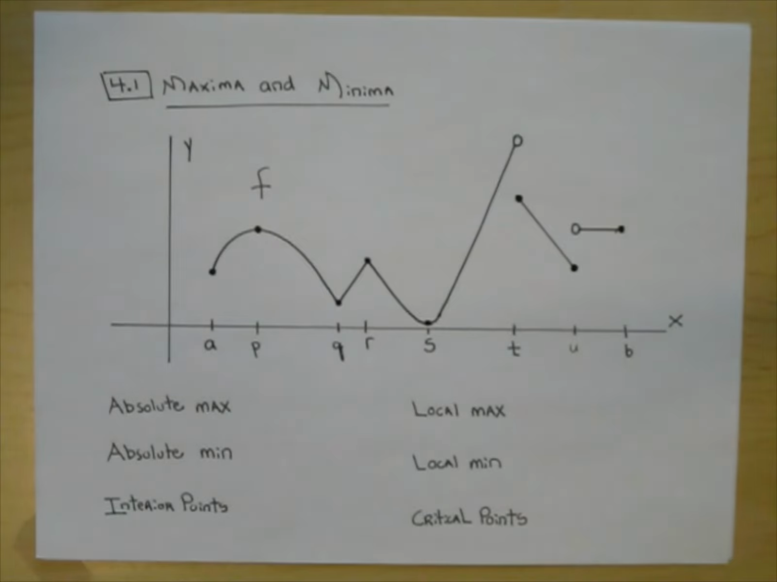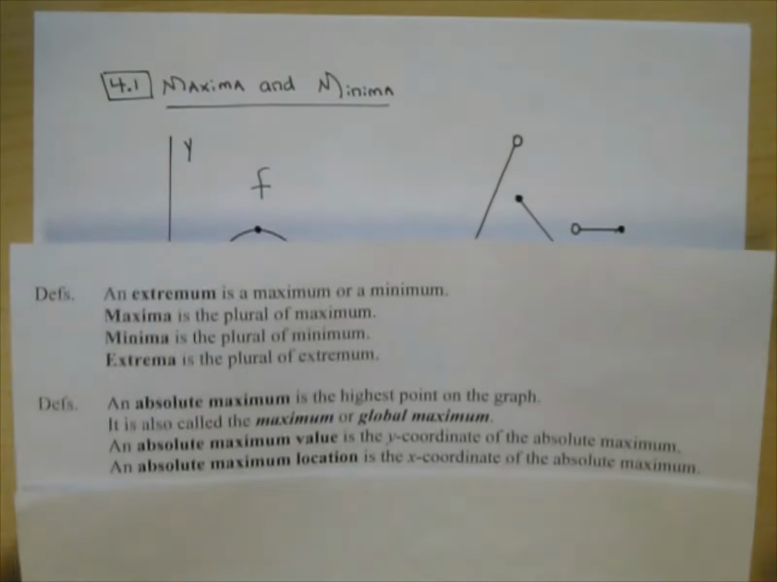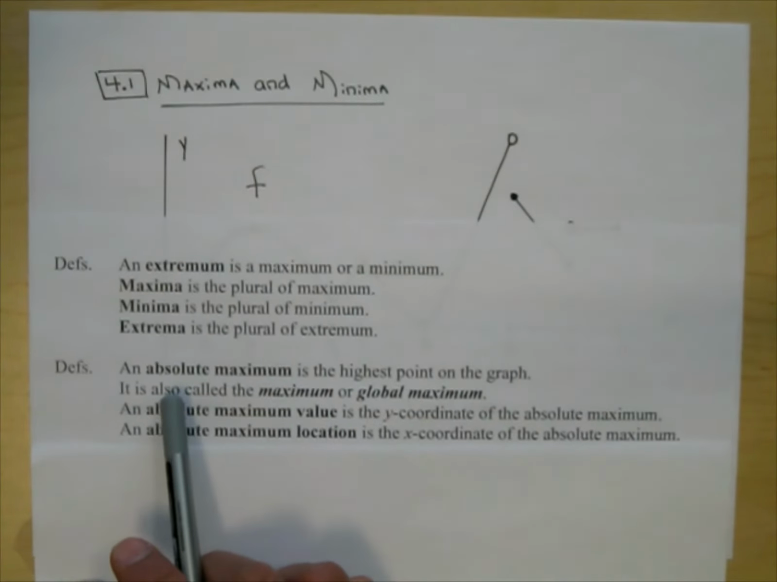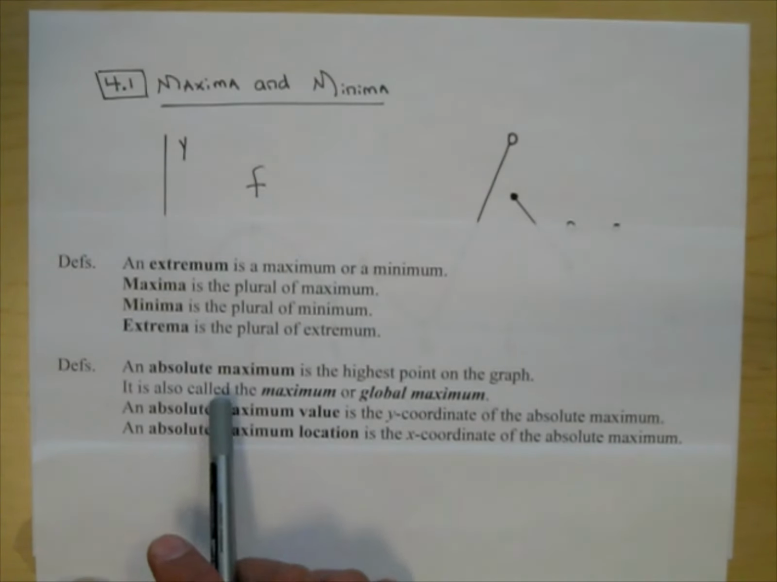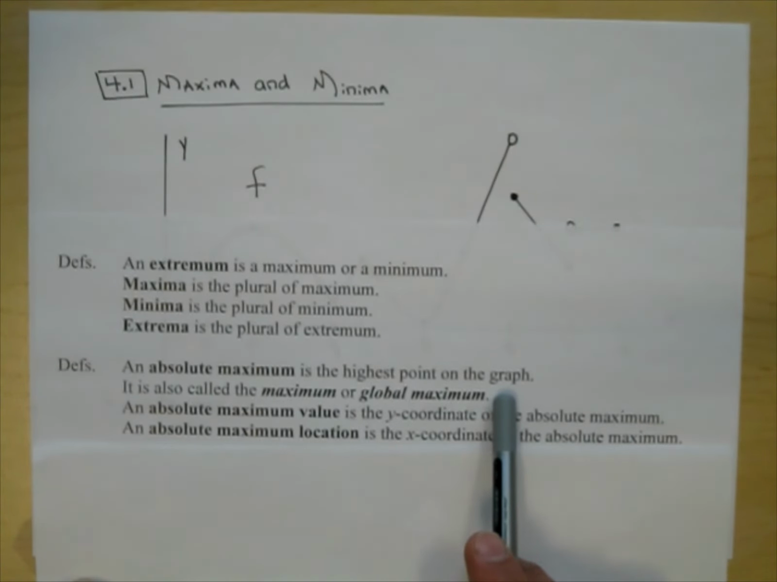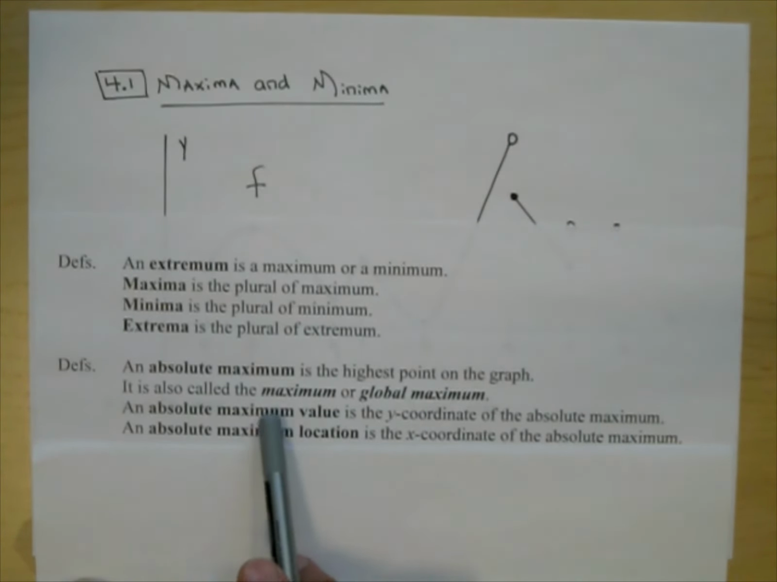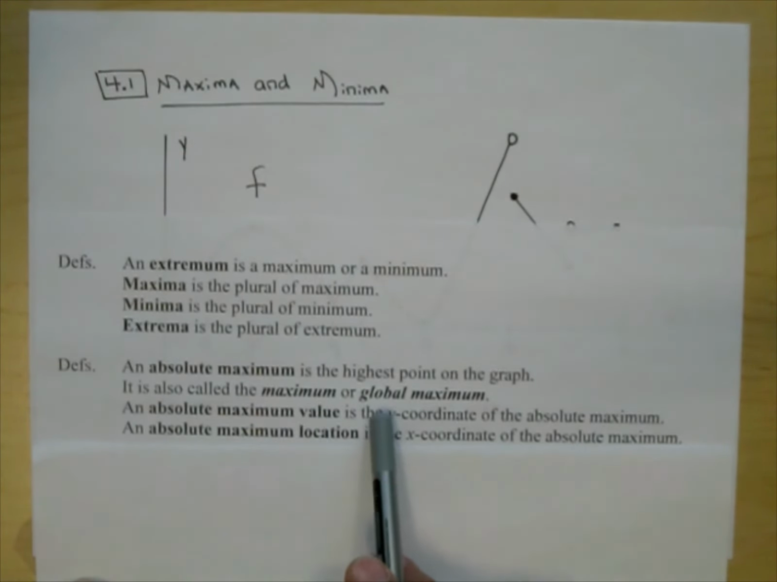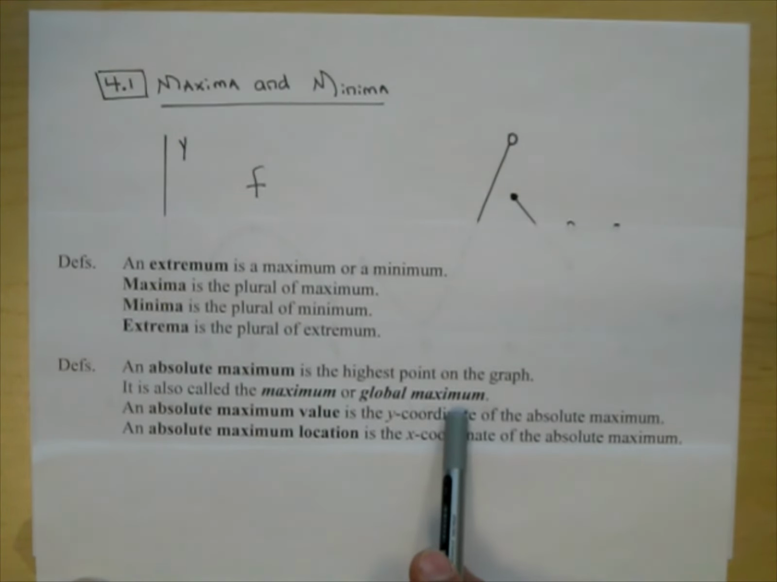So why don't we go ahead and see what an absolute maximum is. It's a pretty simple definition. An absolute maximum is the highest point on the graph. That's all it is. It is also called just the maximum, without the word absolute. And then some books will call it the global maximum. We'll try to call it the absolute maximum.